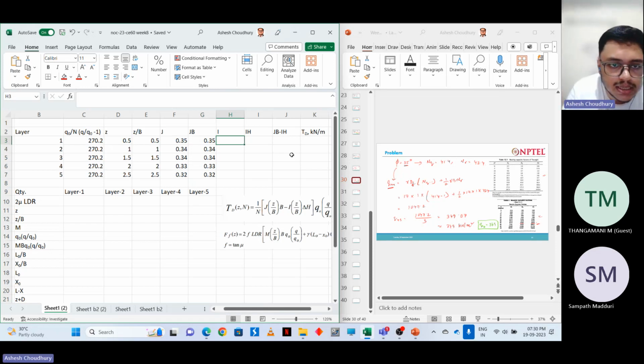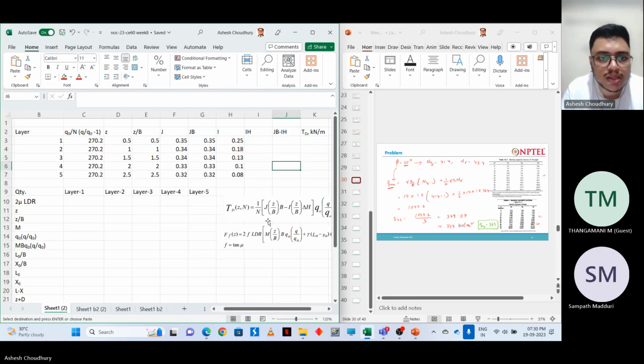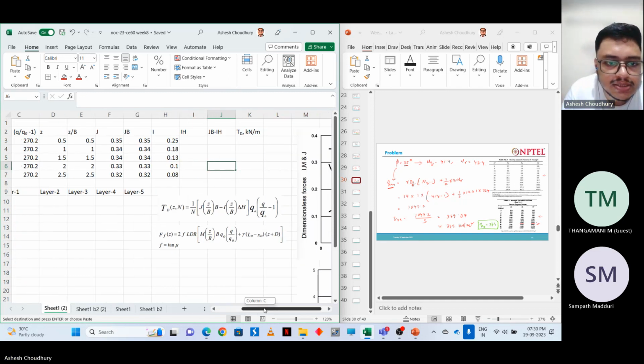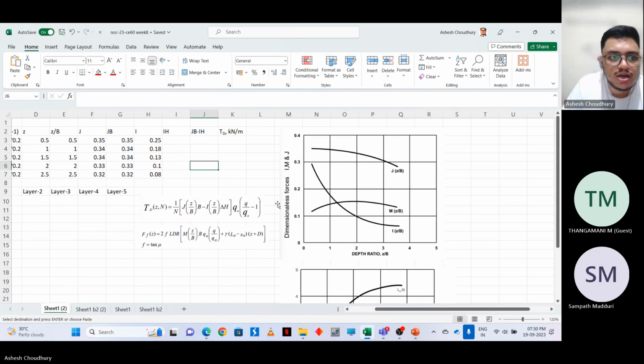I have just done a thing here. Once I copy that, you can see from here. Just enlarge it. For Z by B 0.5, you can see I is approximately 0.25 here. Then for 1, I is approximately 0.18. For 1.5, I approximately 0.13. For 2, I here is 0.1. And for 2.5, we can take 0.08 approximately. So like this, you get I.